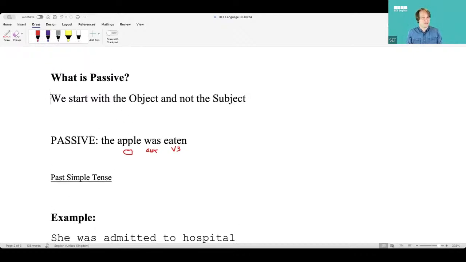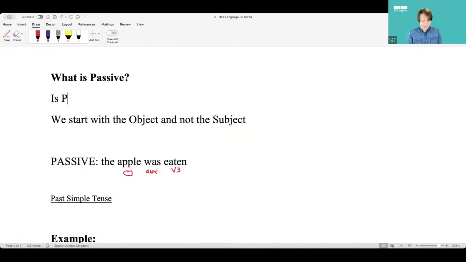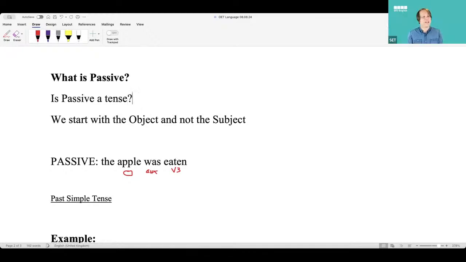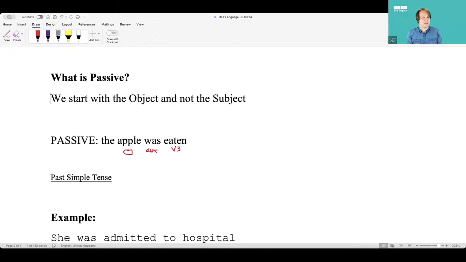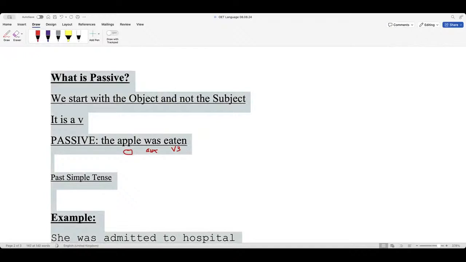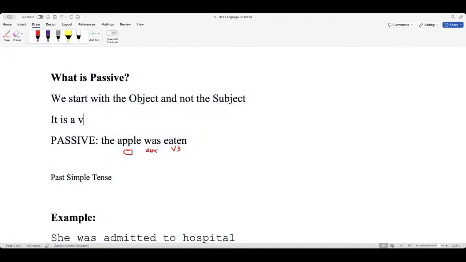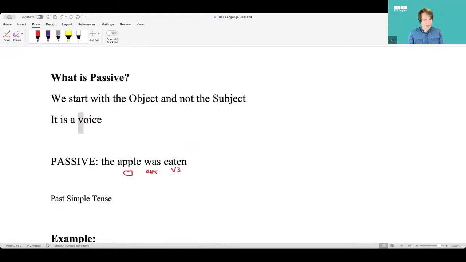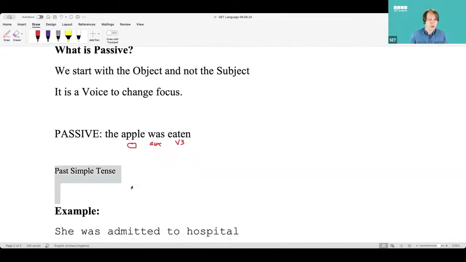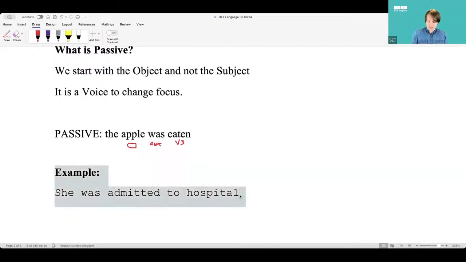Is it a tense? Is passive a tense? Yeah, so what is that, Han? What does that mean? It's a way to express when you want to focus on the object. So it is a voice to change focus. Is that okay? I like that. Yeah, to change focus.